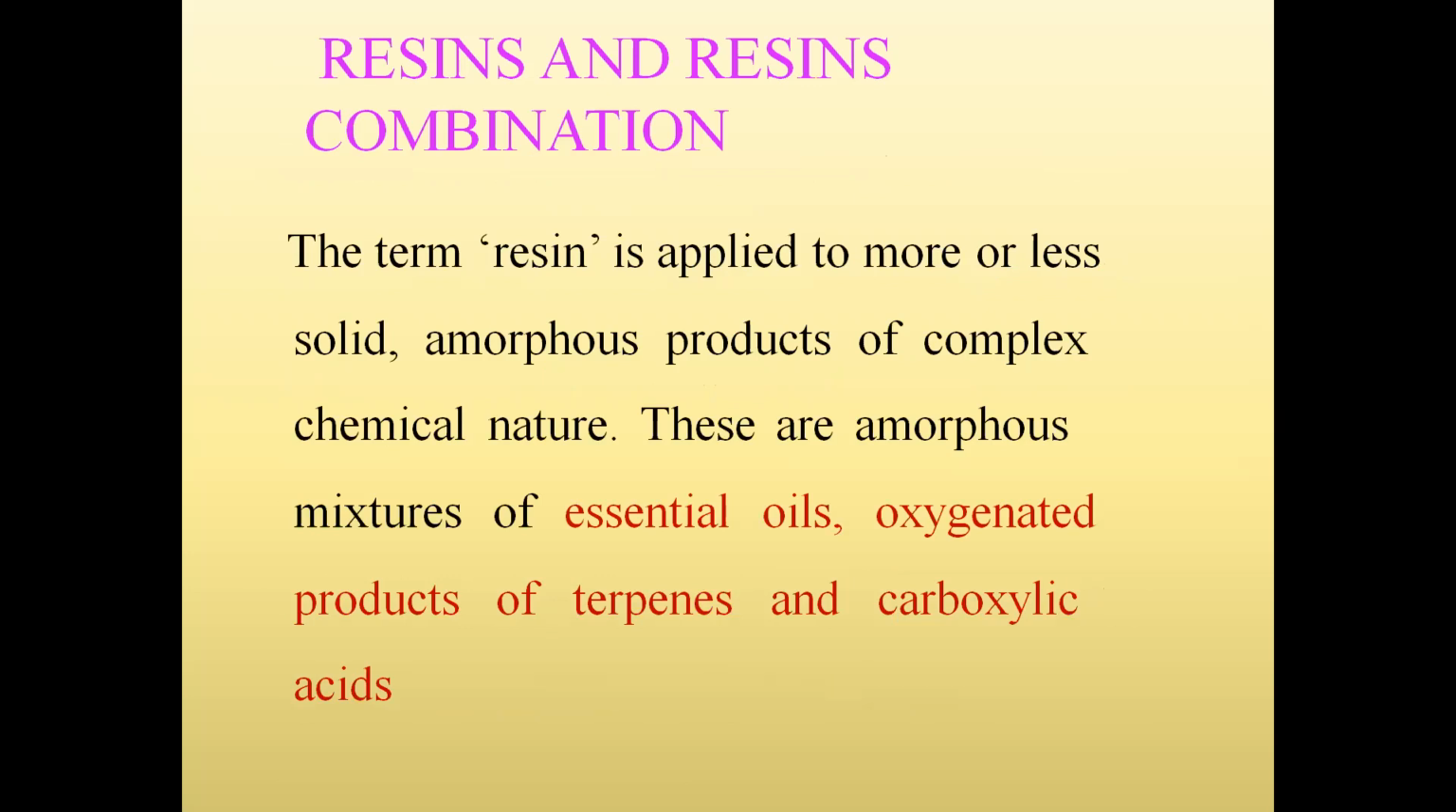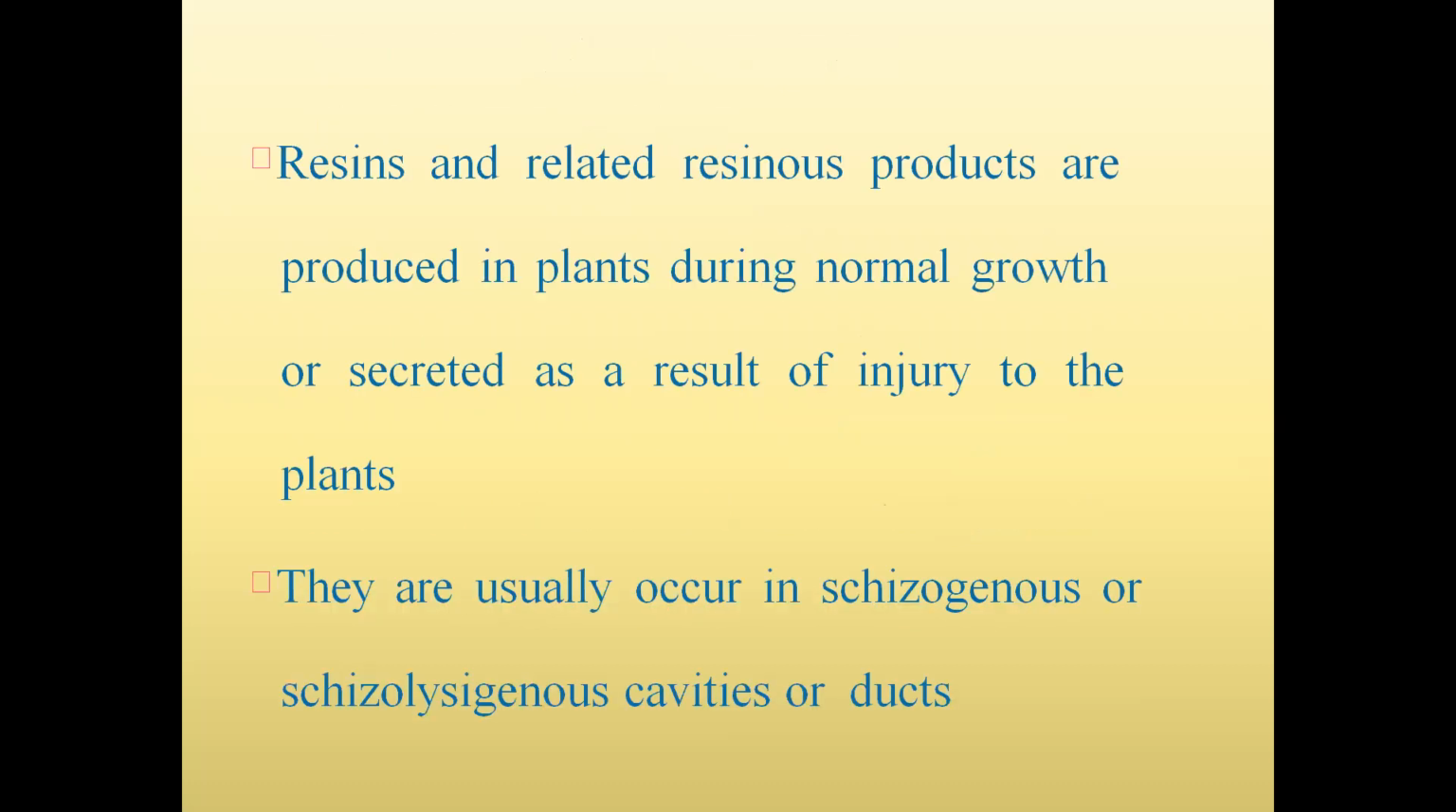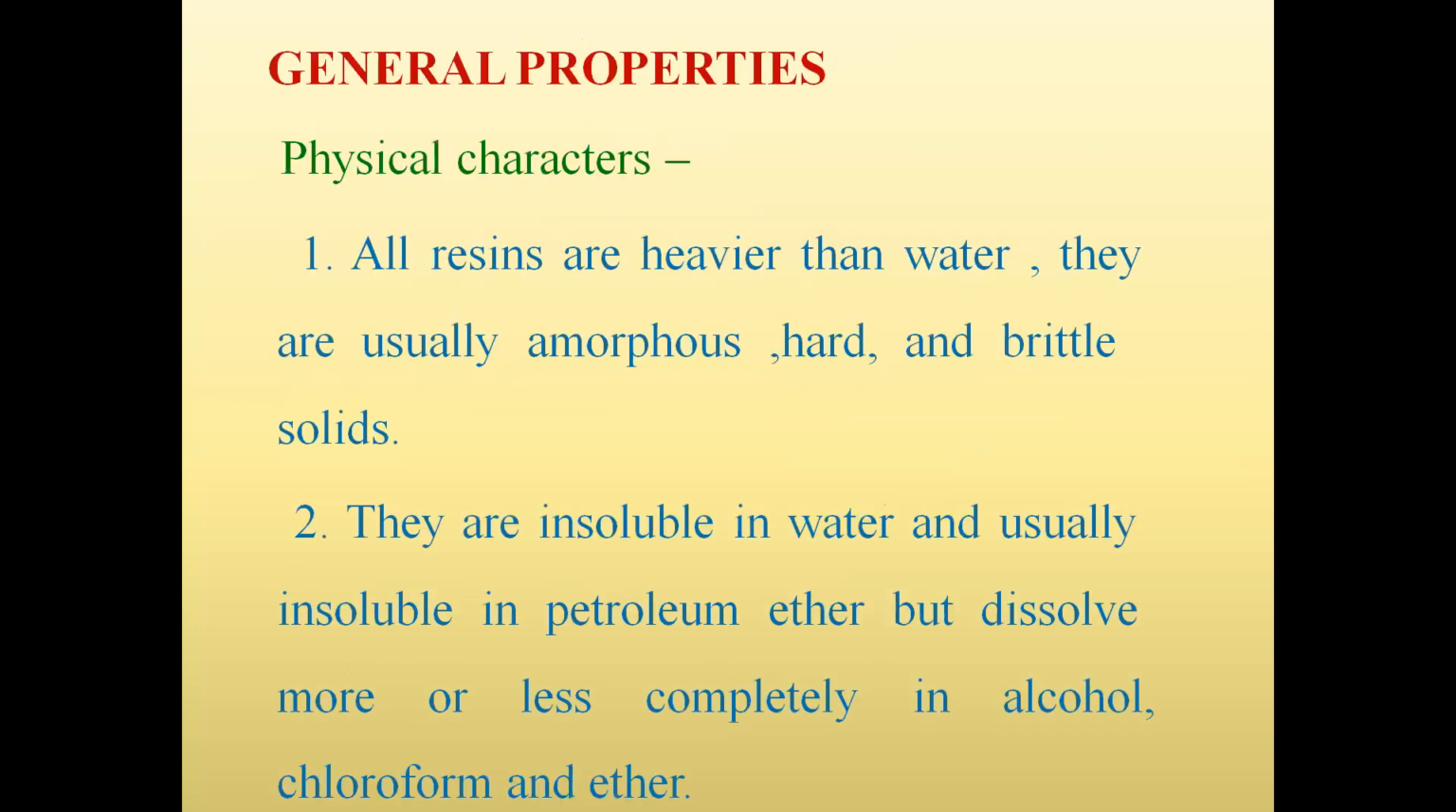You can say resins are amorphous products. They are of complex chemical nature and they can contain terpenes and carboxylic acids, and they are exudations from the trunk of various trees. They can be transparent or translucent solids, and they are usually formed in schizogenous or schizolysigenous cavities or ducts, and they are known as the end products of metabolism.